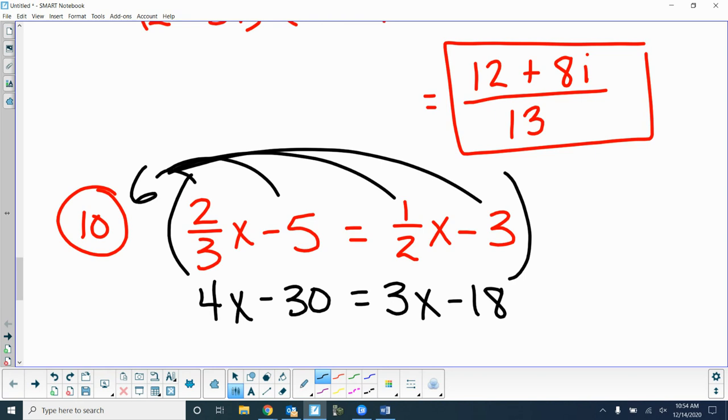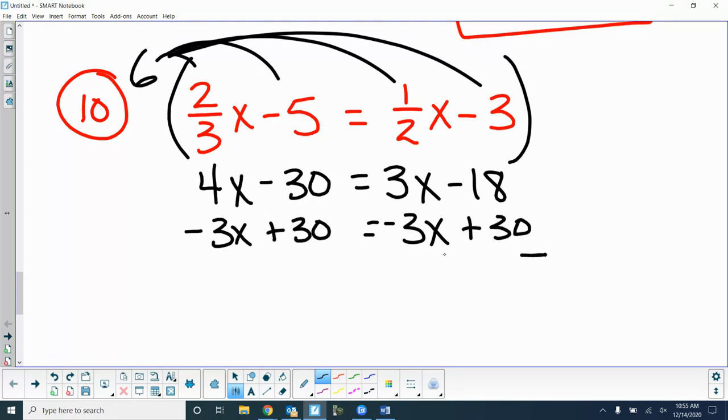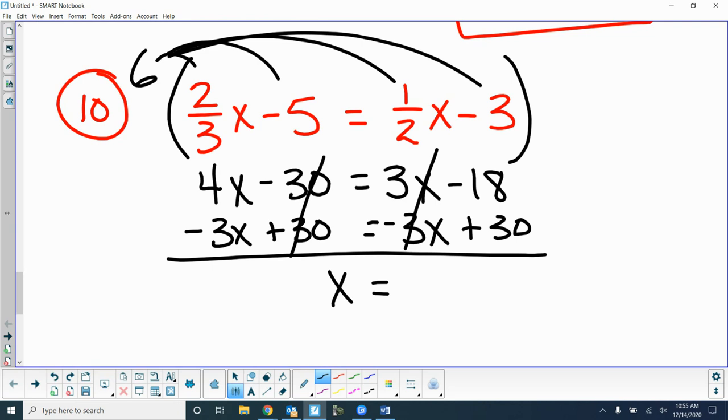Yes, sir? Yeah, you can do that if you want. Just multiply the two denominators, that's your common denominator. Now you just do what you normally do. I'm going to bring the 3x on the right over to the left, so I'm going to subtract it. I'm also going to take the 30 over to the right by adding it. So I get x on the left and my constant on the right. So the 30's cancel and the 3x's cancel. And 4x minus 3x is 1x, that's what I want. And negative 18 plus 30 is 12. I'm done.